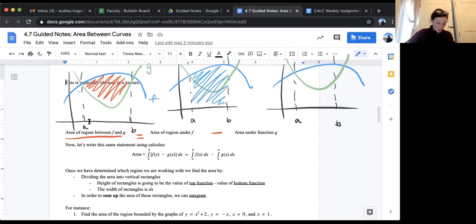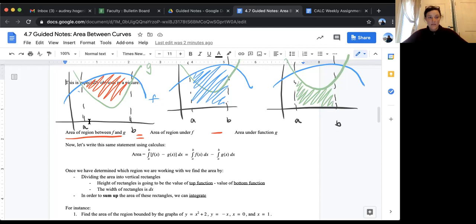And then subtracted by the area under function g. So the area under function g is going to be from function g to the x-axis. And we can see in this picture now that if we subtract the blue region and the green region, we get our red region. So the area of the region between our two functions is the area under f minus the area under g.